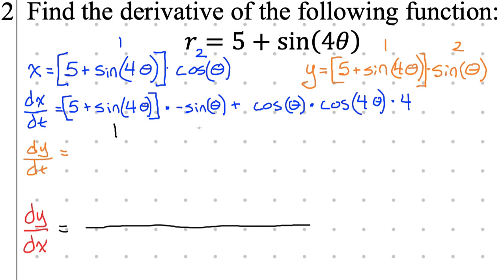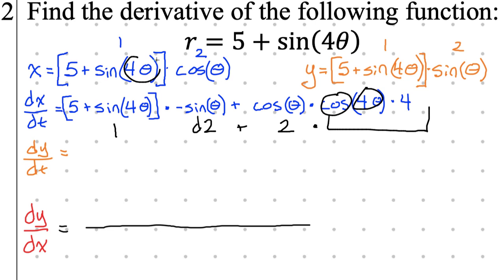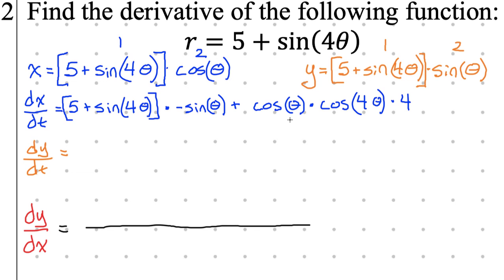This is 1 times D2 plus 2 times this right here should be D1. The derivative of this one right here, well, the derivative of 5 is nothing, so that went away. The derivative of sine is cosine, so I wrote down cosine of that 4 theta. But I also have to take the derivative of the inside, multiply by the derivative of the inside. The derivative of 4 theta is 4. So that would be the common mistake.